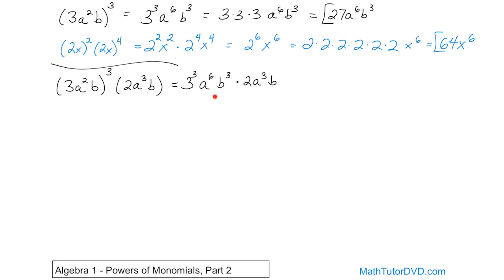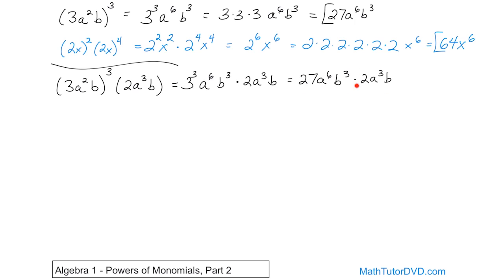So 3 is different than 2. We can't really combine those directly. So we need to figure out what is 3 cubed. And you can do that in your head. 3 times 3 is 9. Times 3 is 27. So this is going to be 27 a to the 6th b cubed times 2a cubed b. Now everything's multiplied together.